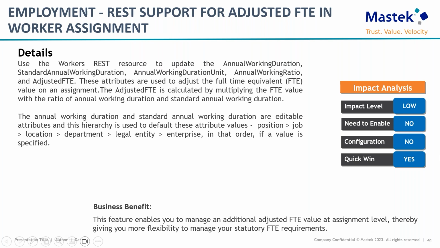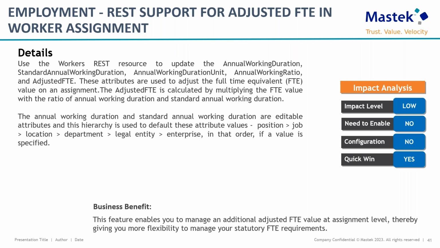Another common feature is also into employment only, REST support for adjusted FTE in worker assignment. So you can use the worker REST resources again to update the annual working duration, standard annual working duration unit, annual working ratio, and adjusted FTE. These attributes are used to adjust the full-time equivalent value, that is FTE, on the assignment. The adjusted FTE is calculated by multiplying the FTE value with the ratio of annual working duration and standard annual working duration. So the annual working duration and standard annual working duration are editable attributes, and this hierarchy is used to default these attribute values.